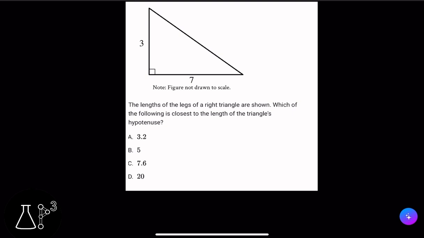The lengths of the legs of a right triangle are shown. Which of the following is the closest length to the triangle's hypotenuse? Okay, so what are we looking for? Is this line right over here? Now you might be asking, well, how can we solve that? Well, we're looking for the hypotenuse, and the hypotenuse is always the longest side or the diagonal side in a right triangle, which is what we're looking for, right?